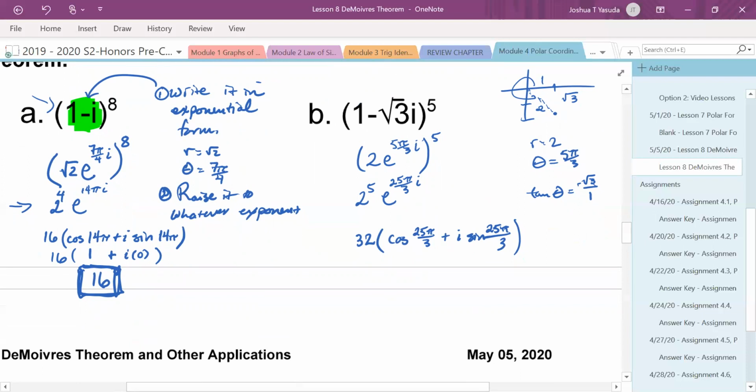So that means it goes all the way around 4 times. Does this seem right? Yeah, I'm liking what that's saying. So it goes around 4 times and then an extra pi thirds. So this is really just the same as pi thirds. So cosine of pi thirds is 1/2, and then sine of pi thirds is rad 3 over 2. Now let's multiply it by 32. 16 plus 16 rad 3 i. Look at that. Isn't that fun?